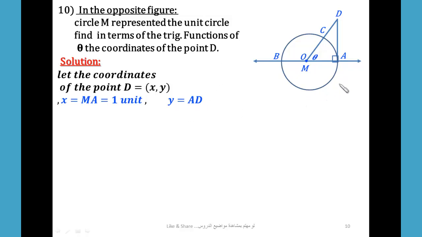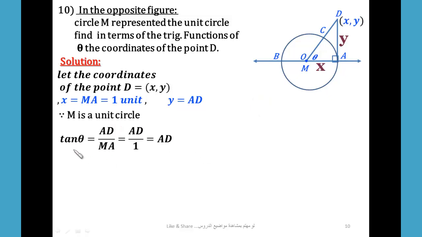And y equals the length of AD. Again, x and y are the coordinates of the point D. x equals MA, which equals 1, and y equals AD, and we will try to calculate AD. M is a unit circle. Then tan theta equals opposite over adjacent. Tan theta equals AD over MA, AD over 1, which equals AD. So tan theta equals AD.